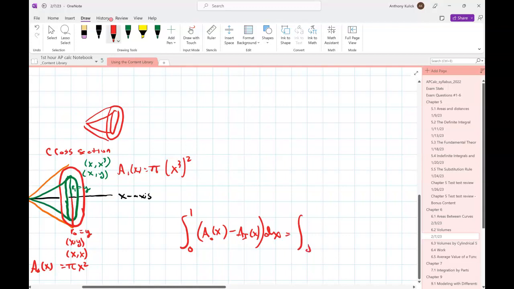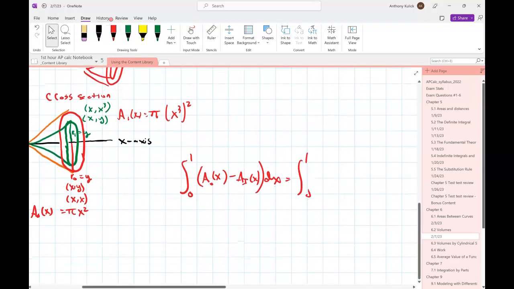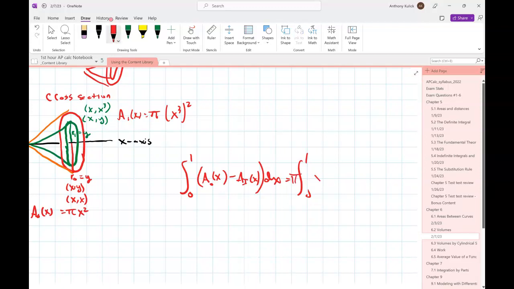Okay. And so now we just plug in. So we have pi, well, let's factor the pi out, right? So I just have x squared minus x to the 6th dx. Mr. Kulik, shouldn't that be negative? Isn't x to the 6th bigger than x squared? How am I getting a negative volume out of there?